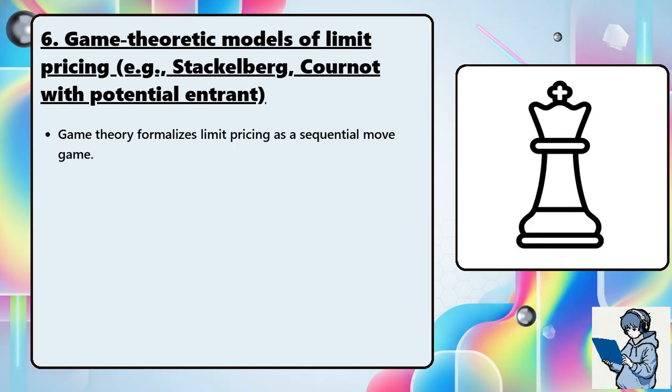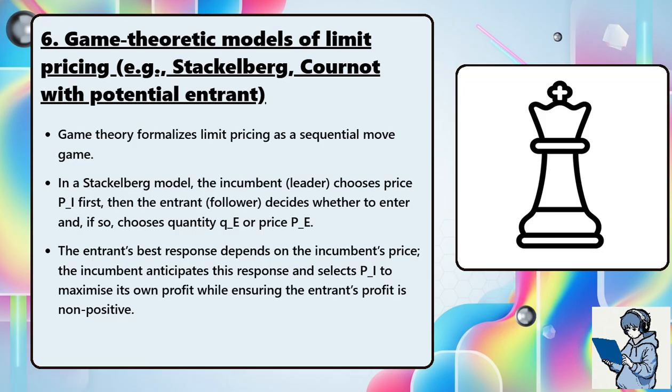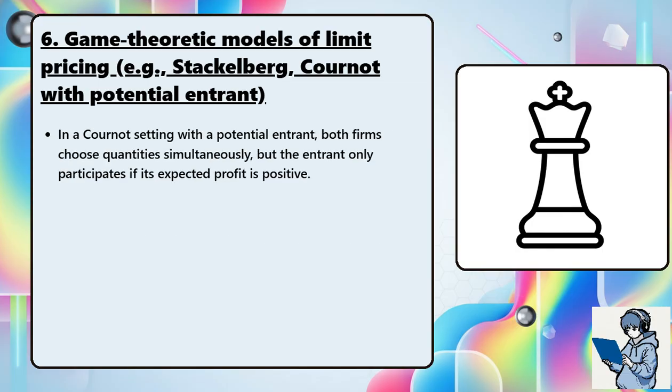Game theory formalizes limit pricing as a sequential move game. In a Stackelberg model, the incumbent leader chooses price P_I first. Then the entrant follower decides whether to enter and, if so, chooses quantity Q_E or price P_E. The entrant's best response depends on the incumbent's price. The incumbent anticipates this response and selects P_I to maximize its own profit while ensuring the entrant's profit is non-positive. In a Cournot setting with a potential entrant, both firms choose quantities simultaneously, but the entrant only participates if its expected profit is positive.